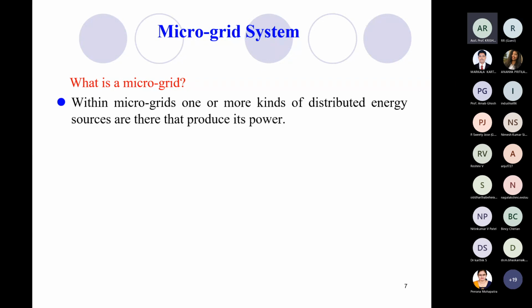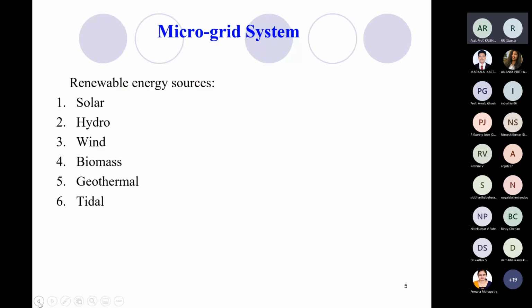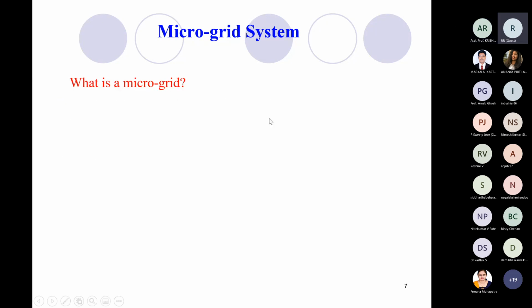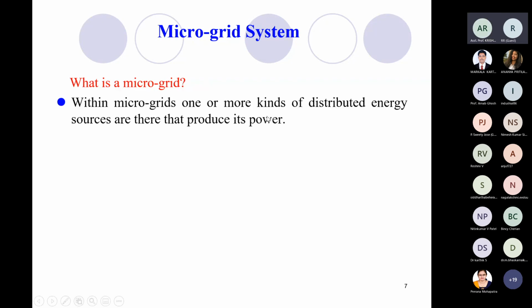Within microgrids, one or more kinds of distributed energy sources produce the power. As we have seen in earlier slides, there are different renewable sources. To form a microgrid, we can use either one of these or more than one source, considering the available resources. Here we can generate the required power taking one or more renewable sources to create the microgrid.